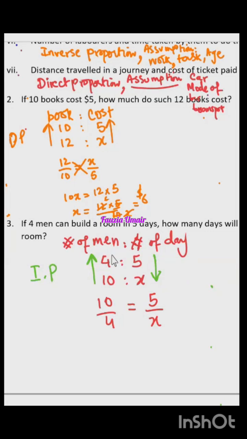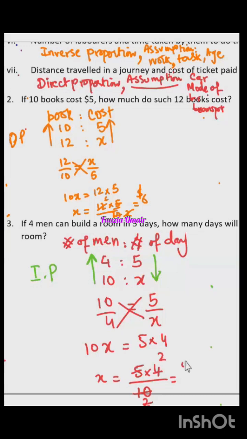Now we will cross multiply. 10x is equal to 5 into 4. X is equal to 5 into 4 divided by 10. So you can just cancel it. 5 2s are 10 and 2 2s are 4. The answer is 2. What is the unit? What is the unit of X? Days. Hisham? Days, very good.